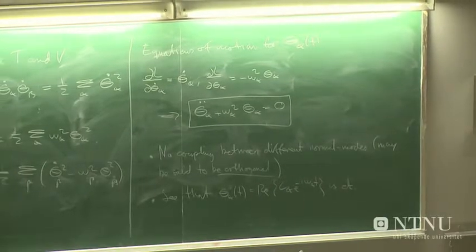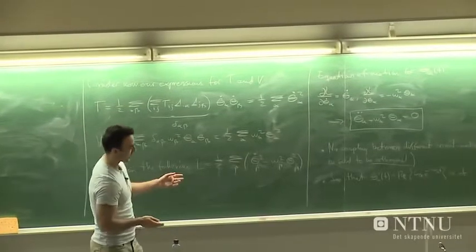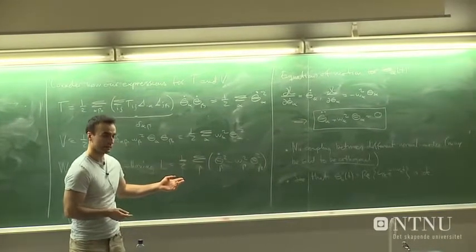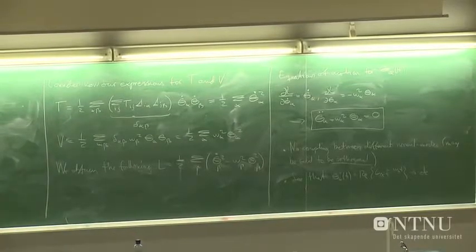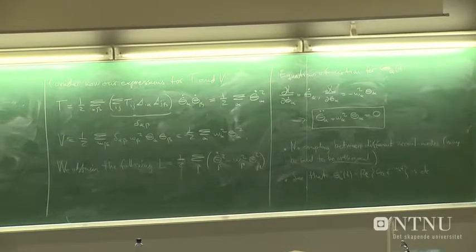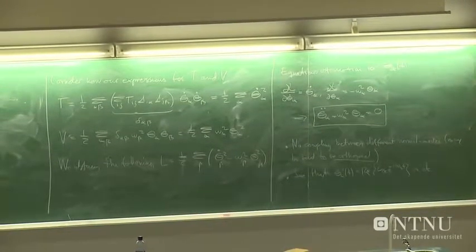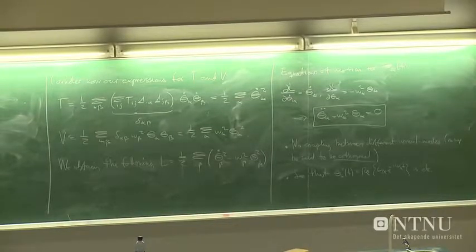Or put slightly differently, what's the advantage of putting the Lagrangian in this form, compared to the form where we had sum over ij, T_ij, and then eta_i, eta_j, etc.? Is there any advantage?